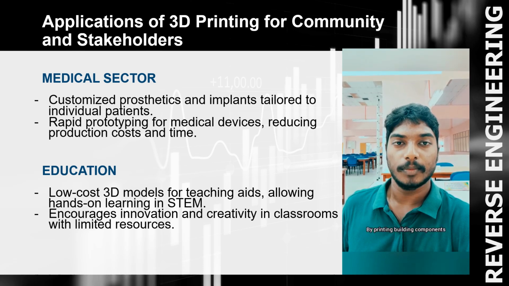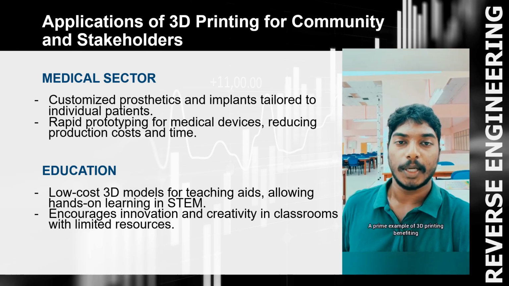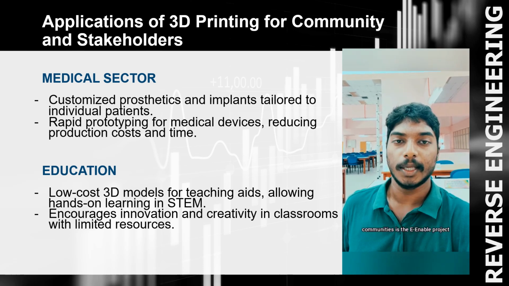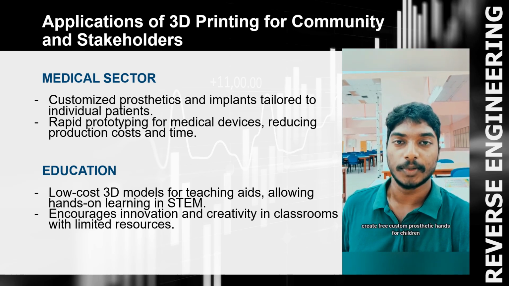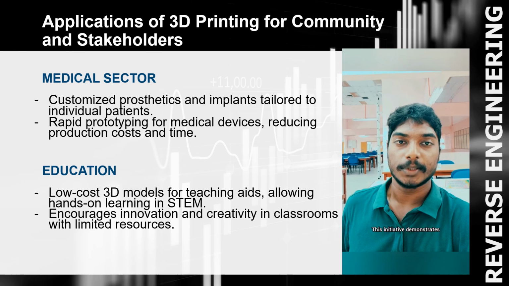By printing building components and assembling them on site, we can reduce construction costs and time, making housing more accessible to those in need. A prime example of 3D printing benefiting communities is the E-Enable project, where volunteers use 3D printers to create free custom prosthetic hands for children. This initiative demonstrates how technology can be harnessed to provide meaningful support to those who need it the most.